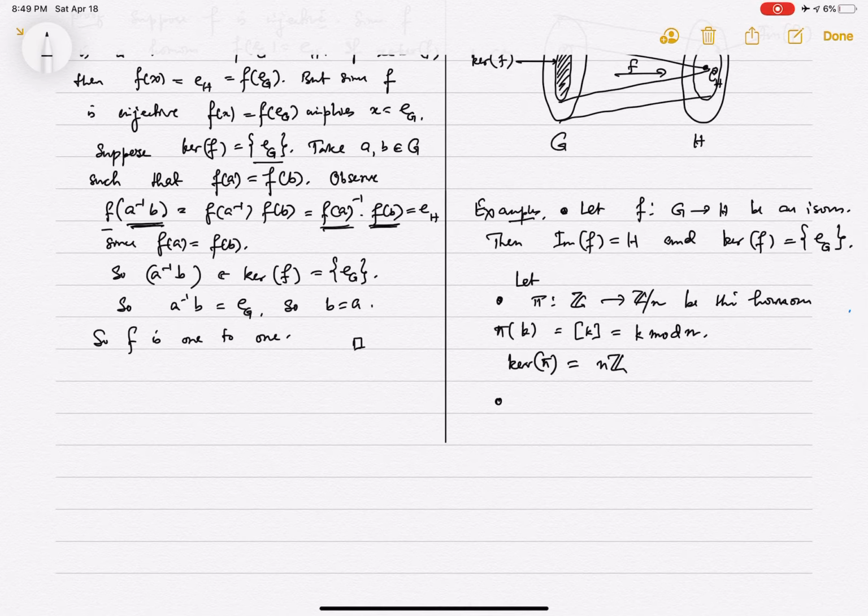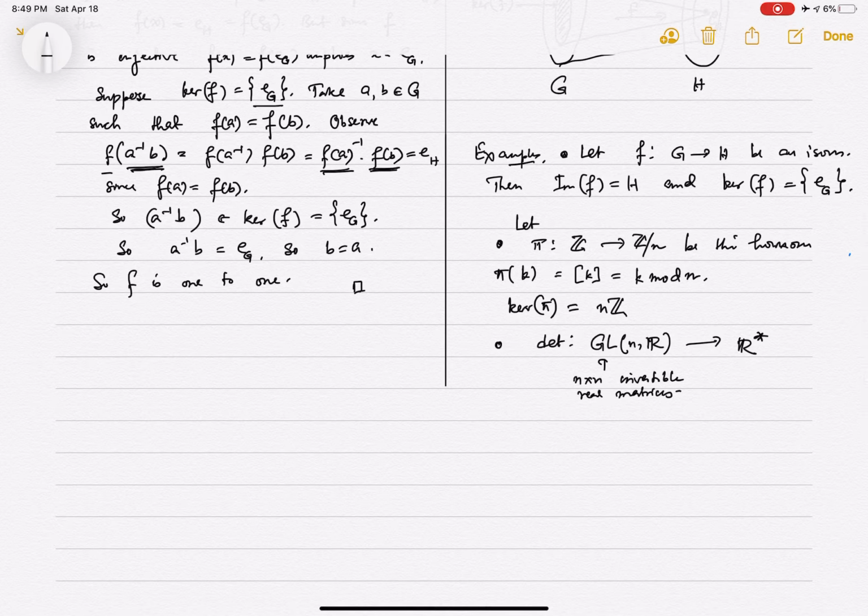Let's look at this homomorphism, the determinant map. Remember, that was a homomorphism from n by n matrices with real entries and non-zero determinant. So these are n by n invertible real matrices, to non-zero real numbers. The input is a matrix, the output is the determinant of that matrix.